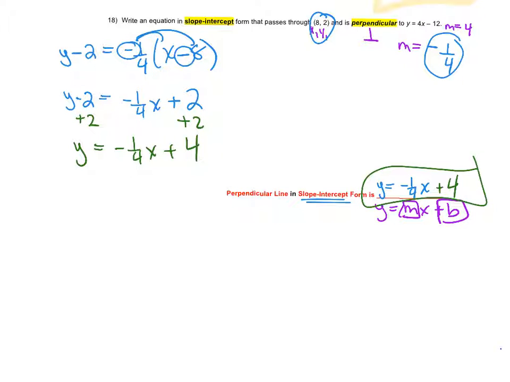And just make sure you're looking. The word perpendicular means the slope of this guy, which is 4, and my new slope has to be opposite, so instead of positive it's negative, and reciprocal.